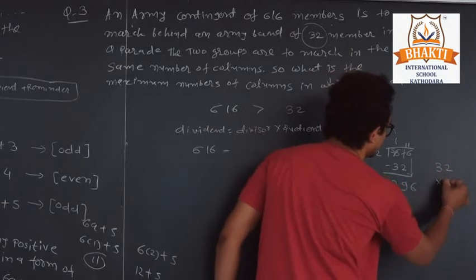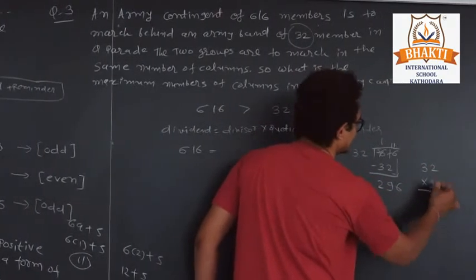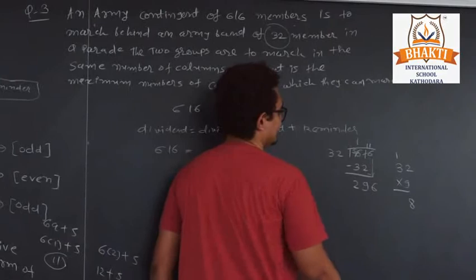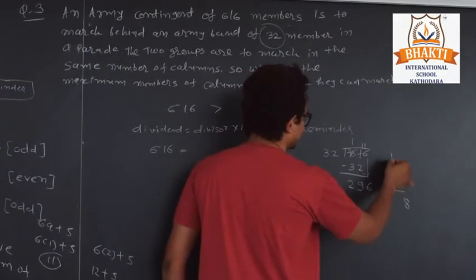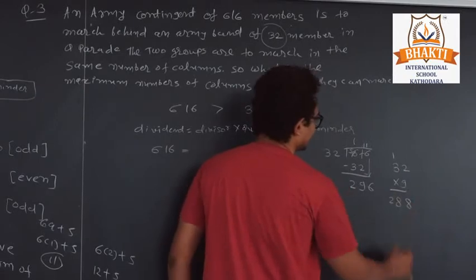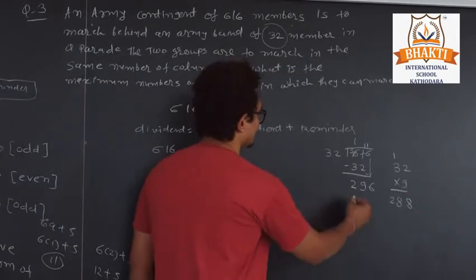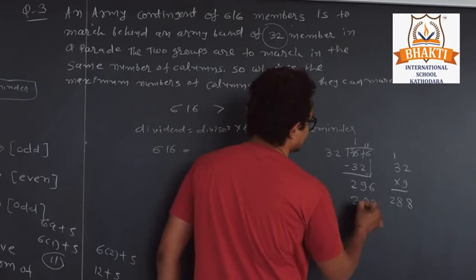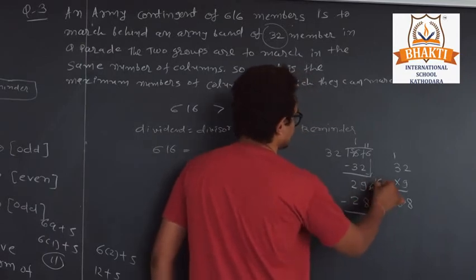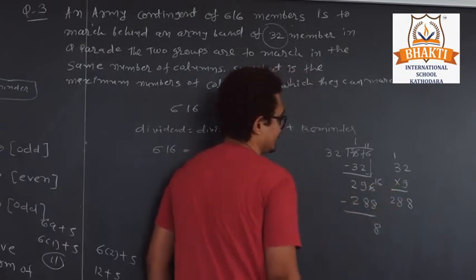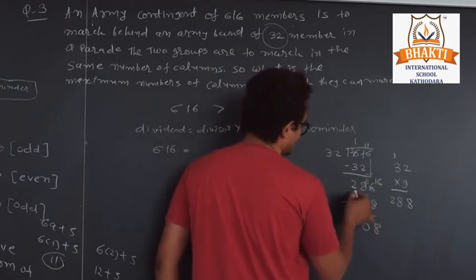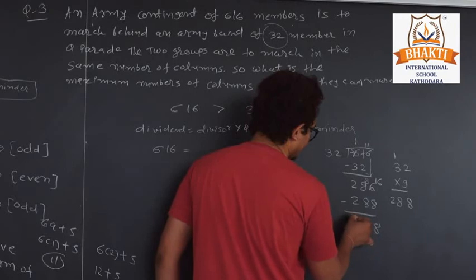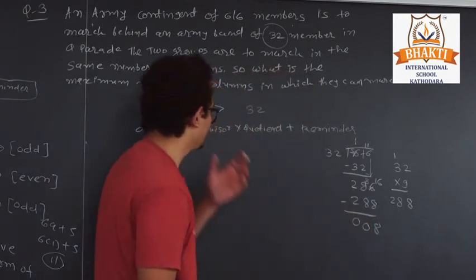32 nines. So 9 twos are 18. 9 threes are 27. 27 plus 1, so it will be 28. So it will be 288. So 16 minus 8, it will be 8. Now here we have 8. So 8 minus 8, 0. And 2 minus 2, once again 0.